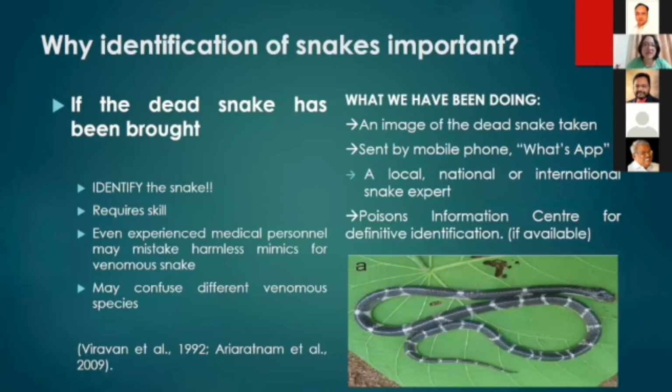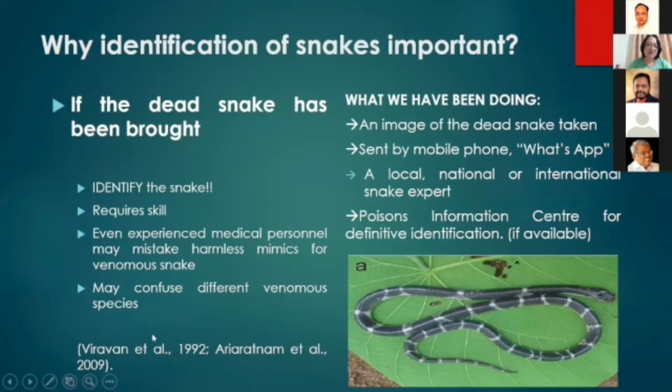So again, why is it important to identify the snake? If a dead snake has been brought, which in many cases we have encountered while working in the emergency as well, like in this picture, where a dead krait is there, the first and foremost thing we do is just to identify the snake. But it requires real skill, because even experienced medical persons may mistake some harmless snakes for venomous snakes. And also different venomous species could be confused.